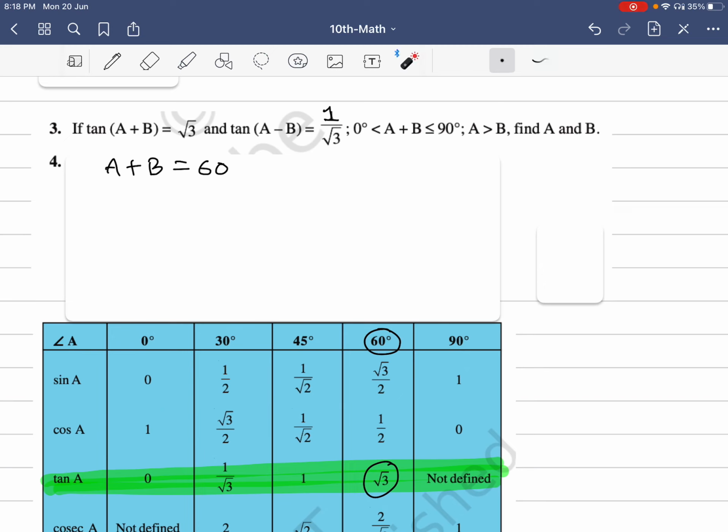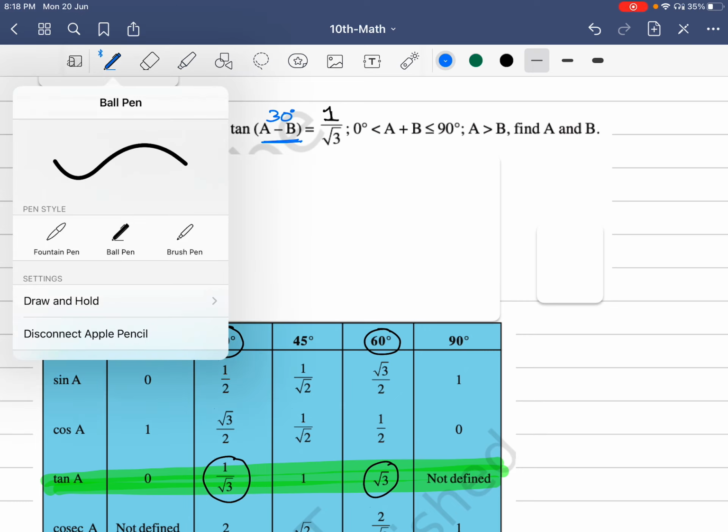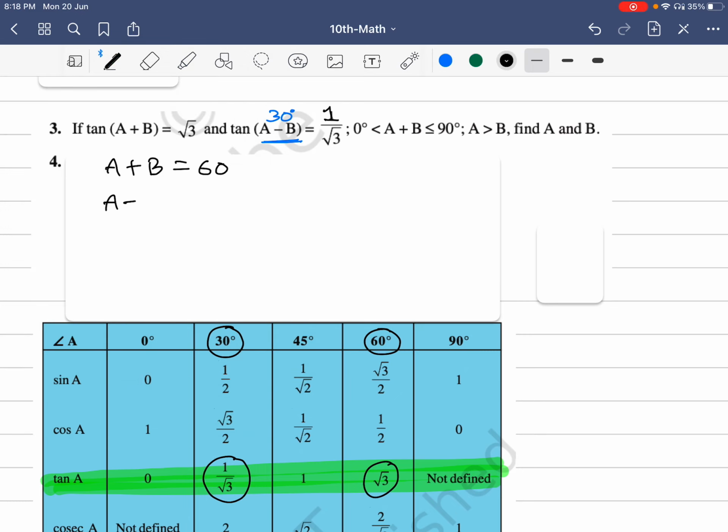Similarly, we have tan(A − B) is equal to 1 by root 3. So once again from the table, 1 by root 3 is here. So that angle has to be 30 degree. So A − B is equal to 30 degree. So let's make a note of that. A − B is equal to 30.